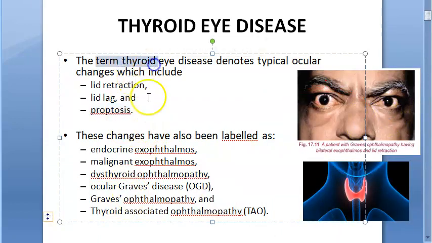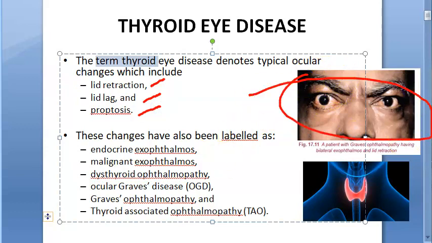Thyroid eye disease, three things they're telling: lids are retracted, lid lag, and proptosis. You can look, it looks as though he's staring because the lids are totally retracted. It won't close properly, the lids, right? Lid retraction, lid lag and proptosis. These three you have to remember.